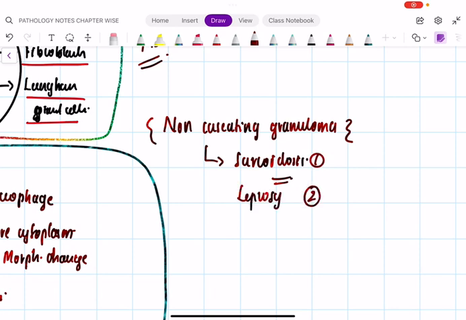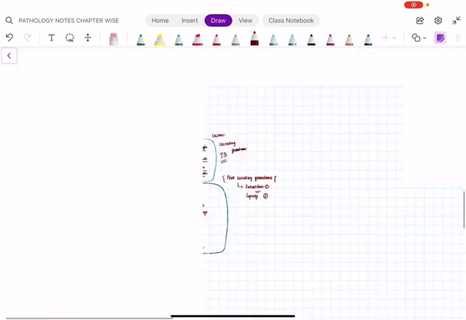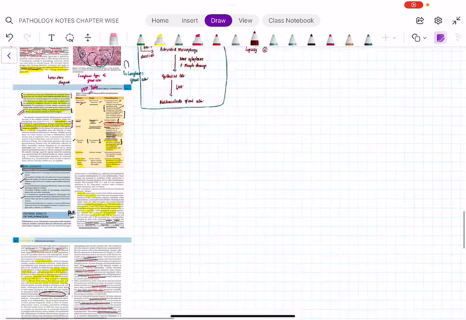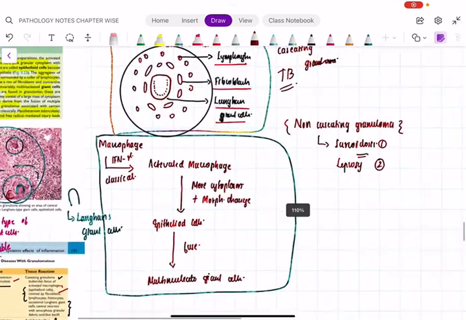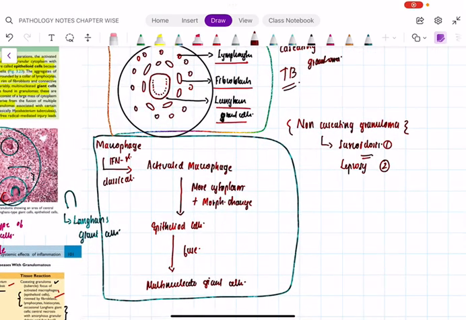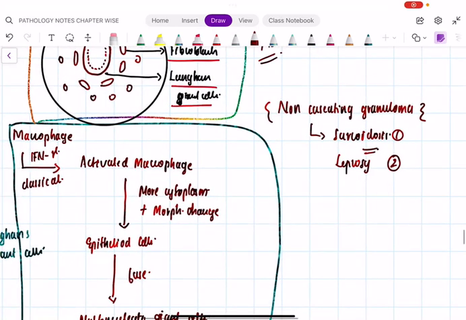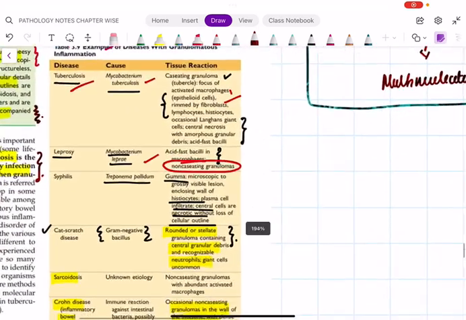We have a lot, the list is very huge. I will post it separately in a small video about granulomas, the different types of giant cells, what epithelioid cells are, and physiologically where you can see epithelioid cells. All this I will post in short videos. For non-caseating granuloma, the best examples are sarcoidosis and leprosy. Just focus on this table.